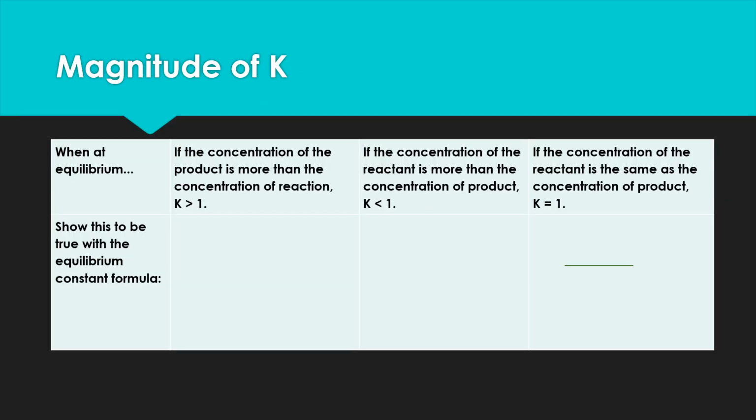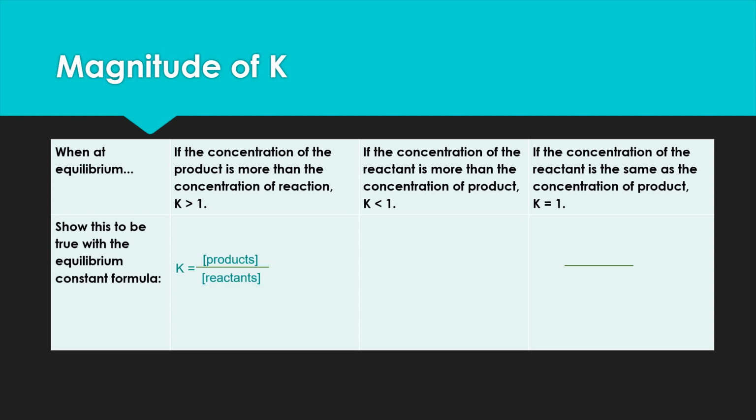All right, first we will look at the magnitude of the equilibrium constant, which is represented by a capital letter K. So when at equilibrium, if the concentration of the product is more than the concentration of the reactant, then K is going to be greater than 1. So we're going to take a look at how this is true with the equilibrium constant formula.